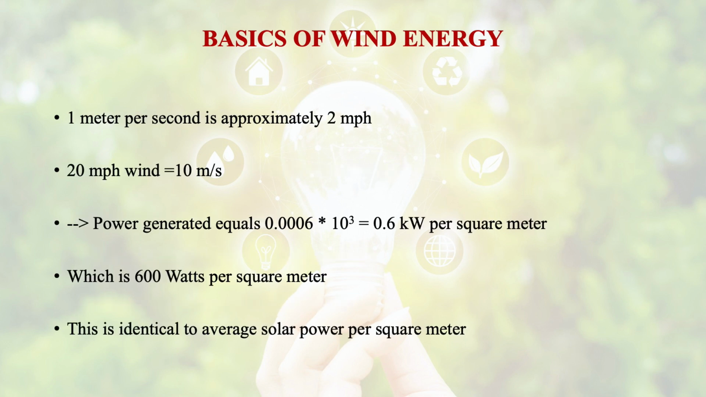If we are talking about SI units, 1 meter per second is approximately equal to 2 meters per hour, and 20 meters per hour wind velocity is equal to 10 meters per second wind velocity. So the power generated is equal to 0.006 into 10 to the power 3, that is 0.6 kilowatt per square meter. So 600 watts per square meter is the power that is generated from the wind, and this is identical to average solar power per square meter.